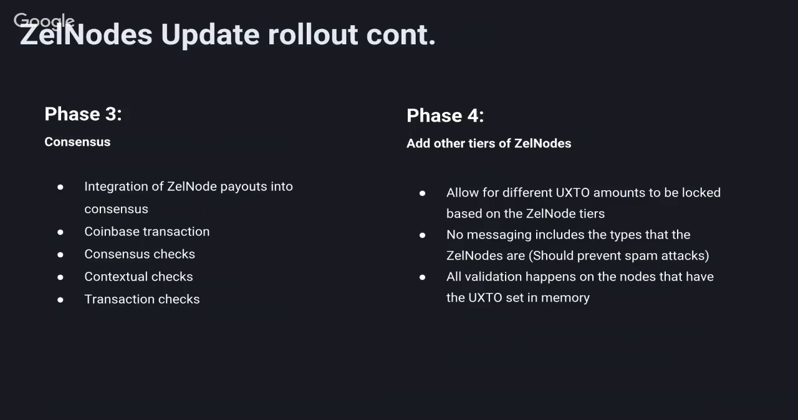Allowing for different UTXO amounts to be locked based on the node tiers. So basically, that means you're going to lock your ZelCash up per whatever your node is. Node messaging, including the types, should prevent spam attacks. We obviously want to make sure that we structurally map this infrastructure and make sure it does exactly what we are anticipating. We don't want to have multiple iterations of this. When we go live, we should have a good release case. We shouldn't have to go back and revisit the technology infrastructure. And all validation happens on the nodes that have the UTXO set in memory.